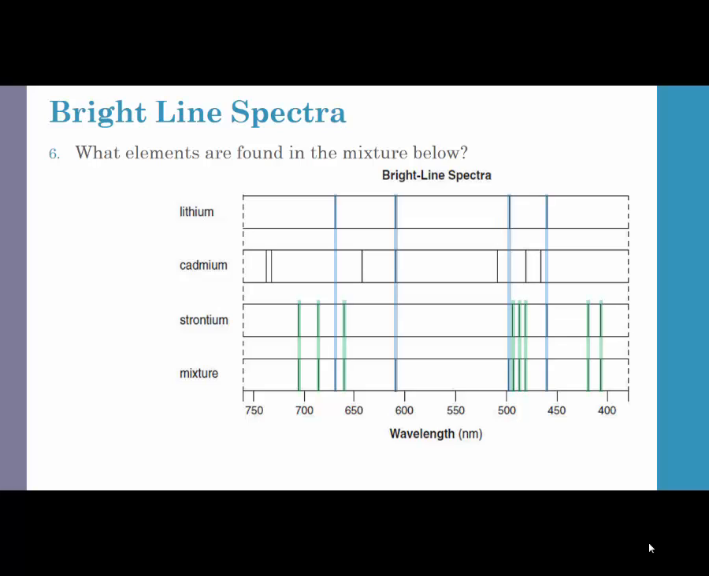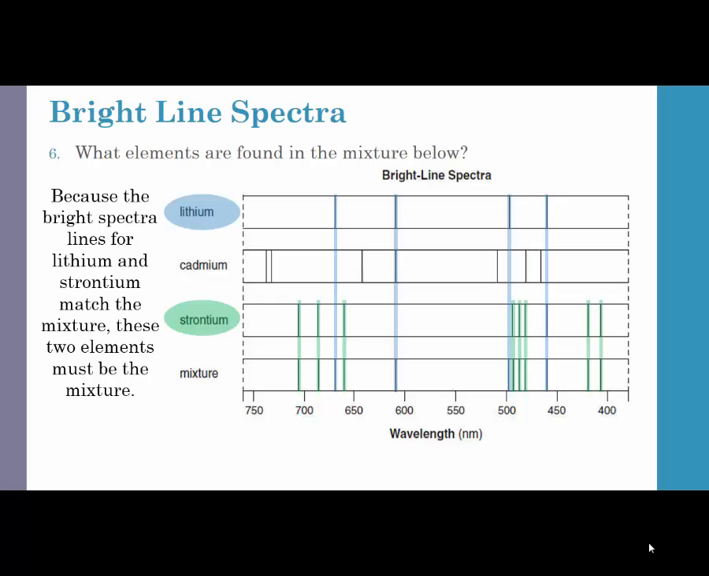So based on this, I can see that I've highlighted every bright line for strontium and every bright line for lithium. And for cadmium, there's still ones that are missing. So this mixture contains lithium and strontium because it matches. It doesn't have cadmium because it's missing the bright lines that would match to cadmium.